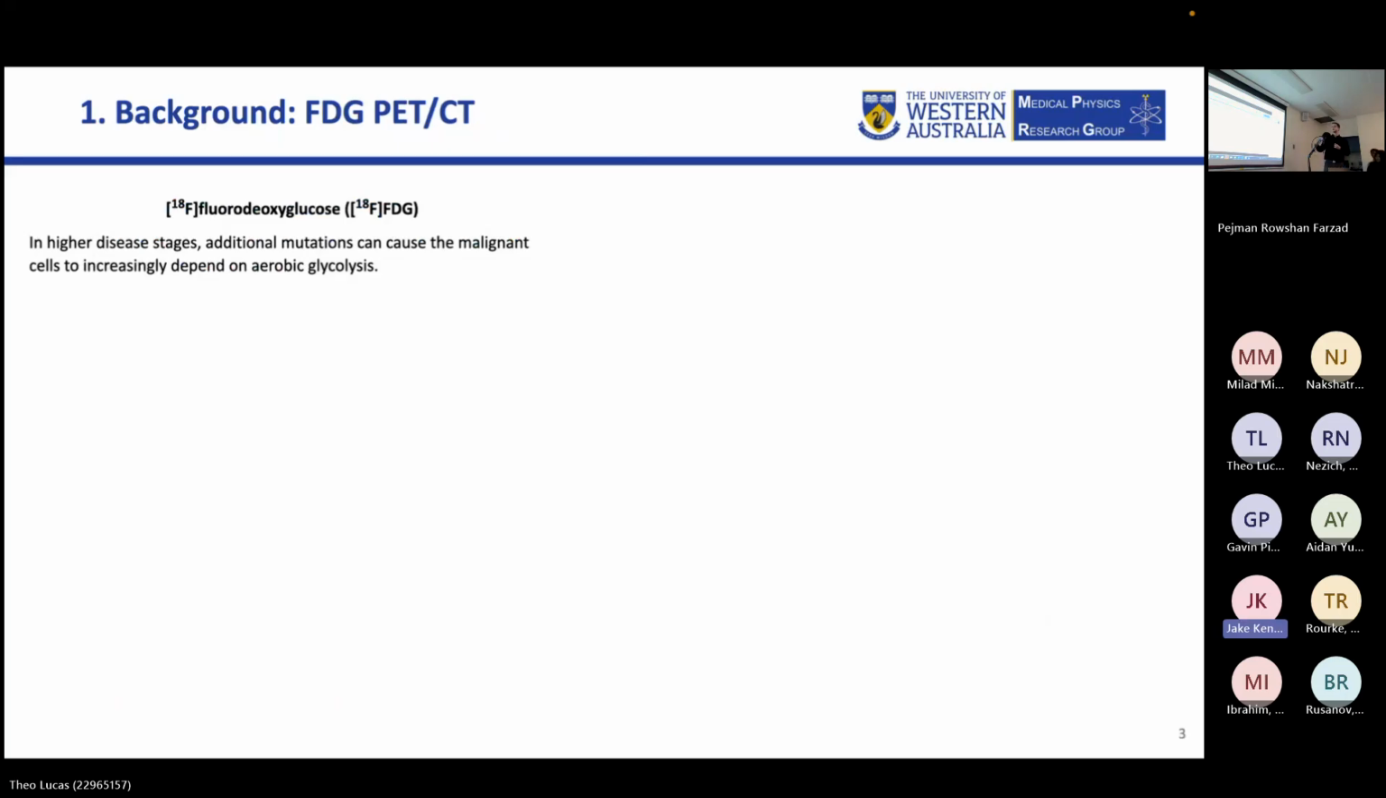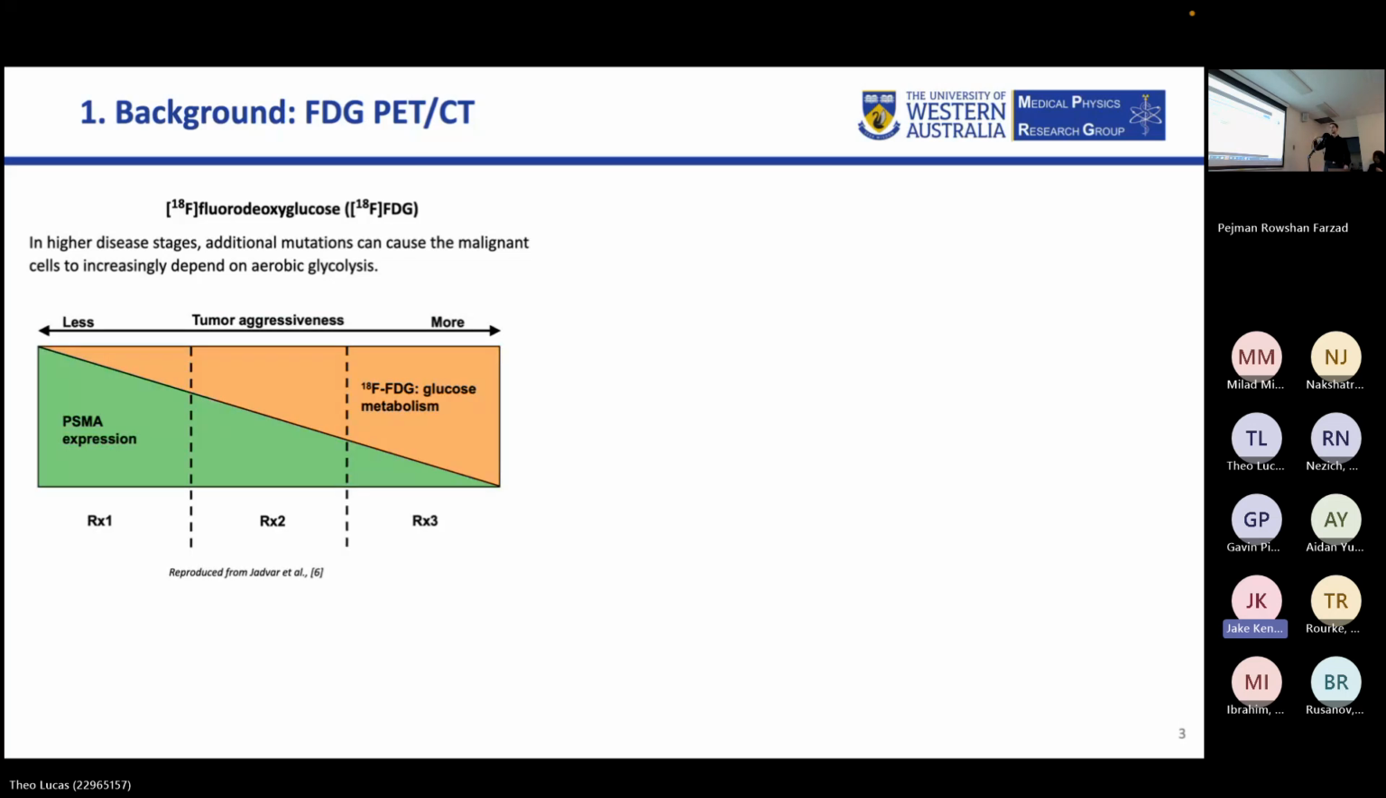Now, another modality that's used to actually image prostate cancer and stage it is FDG. Now, FDG PET is much less commonly used for prostate cancer because when the cancer is at an early disease stage, it doesn't tend to uptake much glucose. FDG being a glucose analog, it's not going to be useful. But as it turns out, as the tumors progress and become more aggressive, they actually tend to depend increasingly on aerobic glycolysis, which is basically glucose metabolism, which allows us to use FDG to image the cancer.